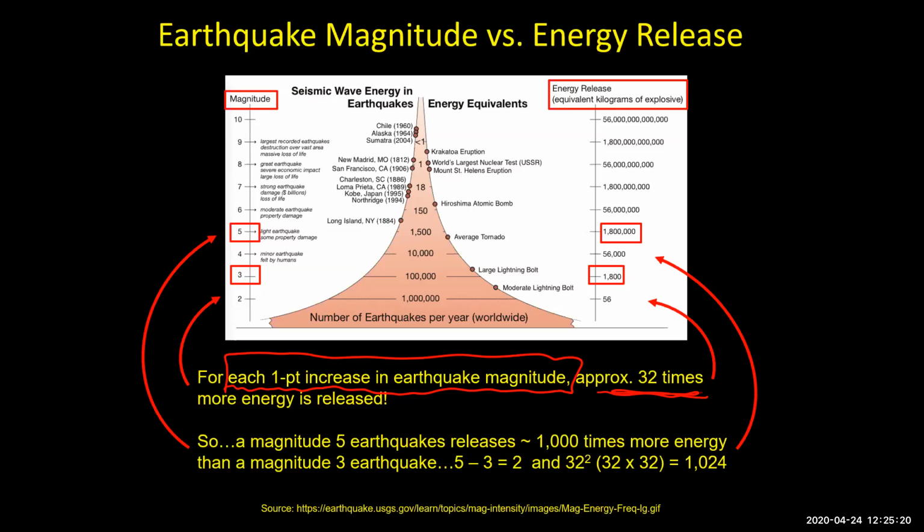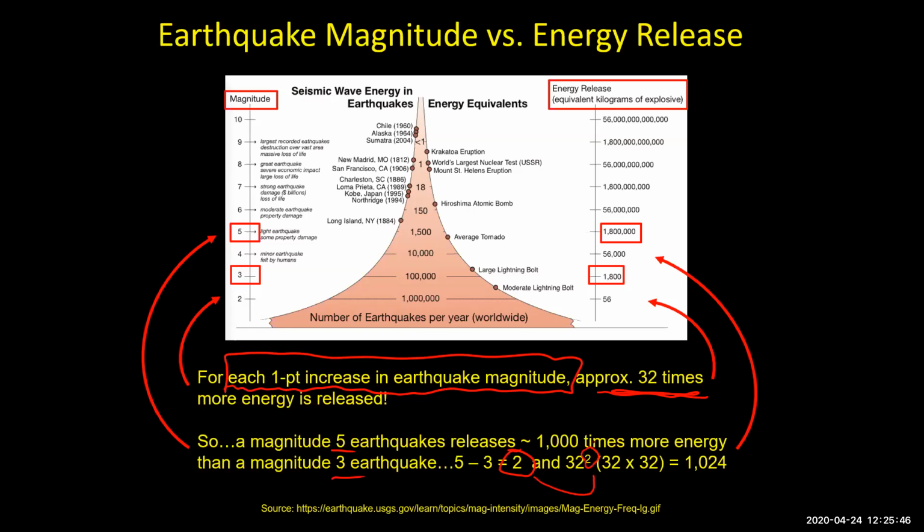Well, what if the jump is even greater? What if we go from a magnitude 3 to a magnitude 5 earthquake? How would we calculate how much more energy is released? Well, all we do is we take the difference between the 2 earthquakes, the difference in magnitude, which of course is 2, and then that number 2 becomes the exponent to the number 32.